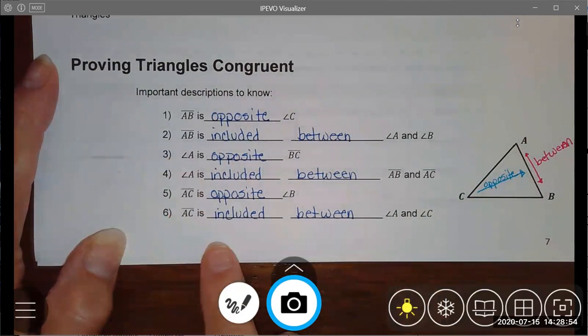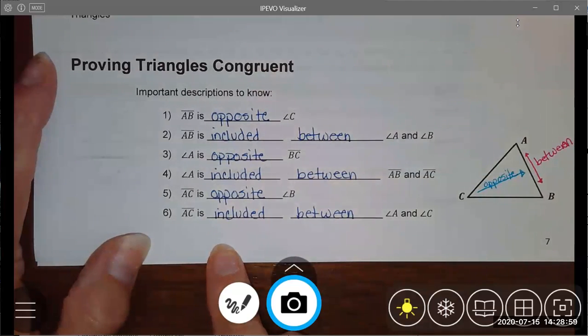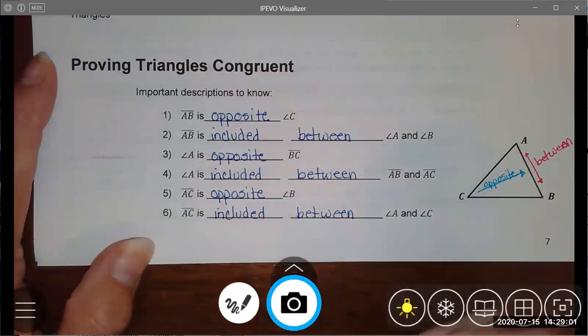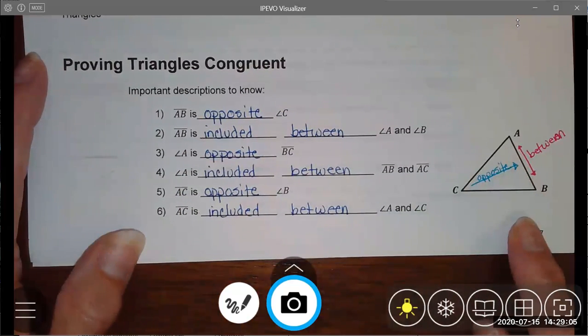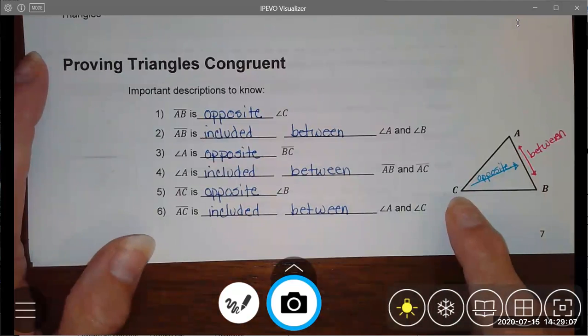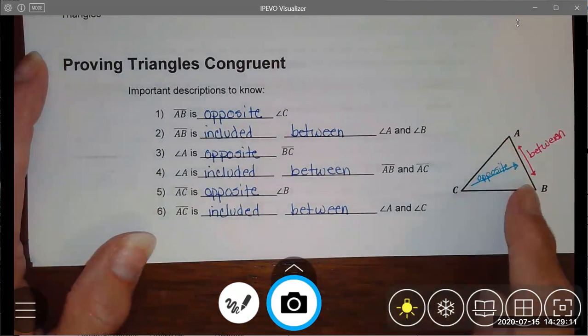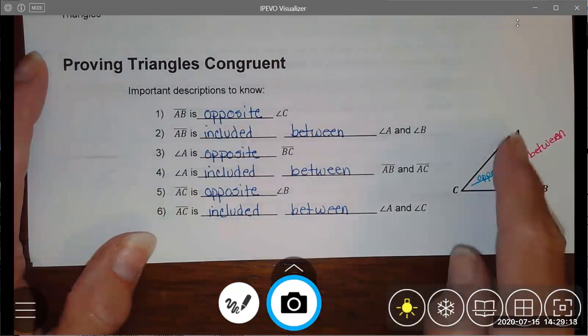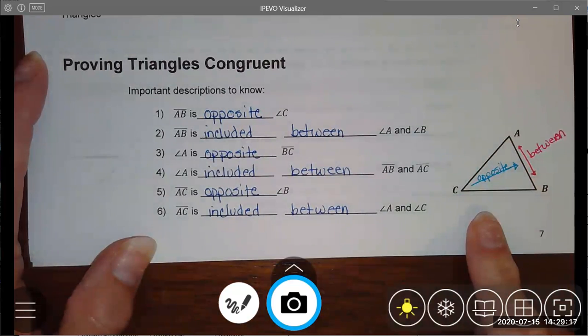Before we jump too far into this, let's look at some important vocabulary. I know, more vocabulary. This is very repetitive, but what I want you to see is that in any given triangle, we have an angle that is opposite a particular side, and we can say that a side is included between two angles. And that's important when we look at some of our congruency theorems.